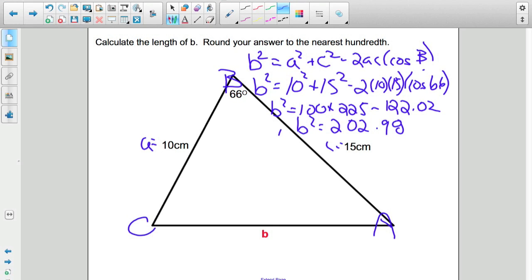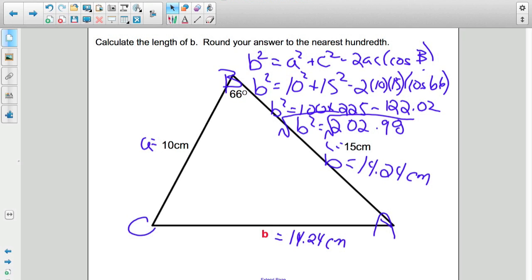Take the square root of both sides because I just want B. So what's B equal to? 14.24. Okay, so that's where we got down here. So same question as we did before, except a lot less algebra, just plug in the formula. Again, I would still prefer the sine law over this because this is still tricky. Type in your calculators, making sure you got the order of operations correct.